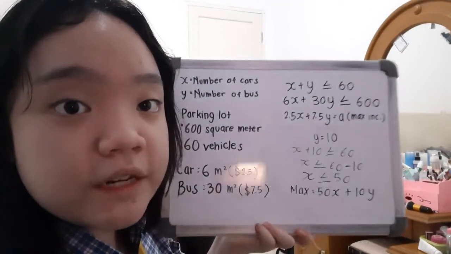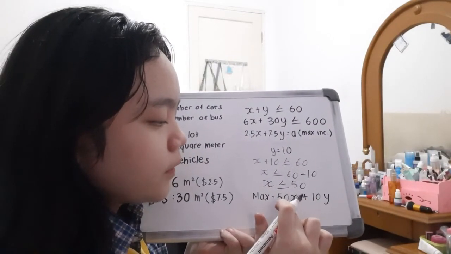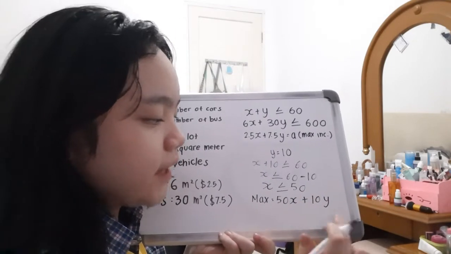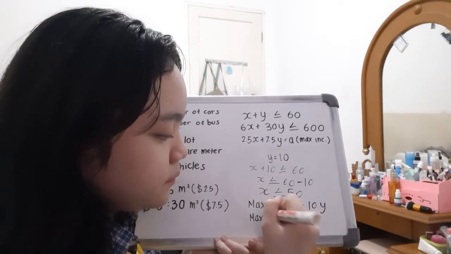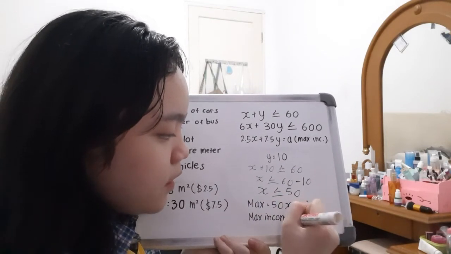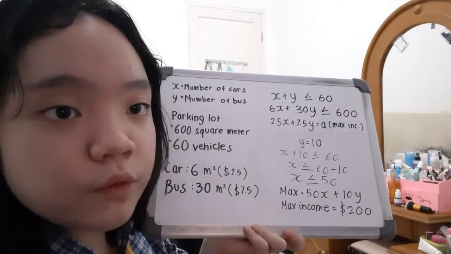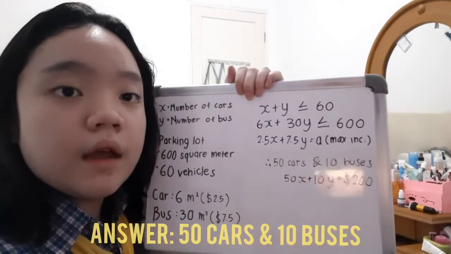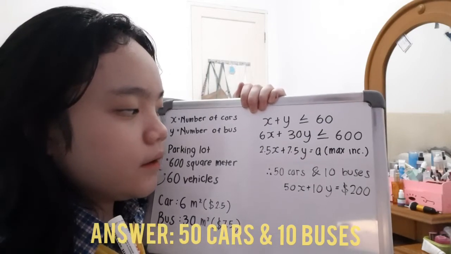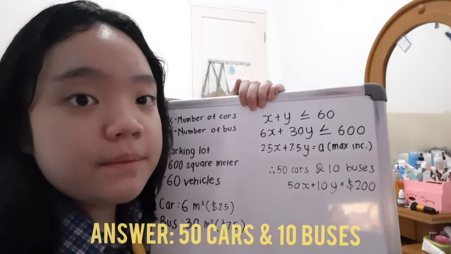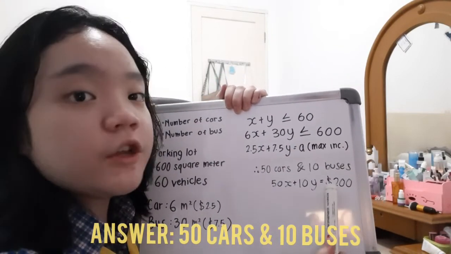So our answer using the graph before was correct. By having 50 cars and 10 buses, we can gain the maximum income of $200, just like the answer that we had before using the graph. With that, we can conclude that our answer is 50 cars and 10 buses. We need 50 cars and 10 buses to reach the maximum income of $200.